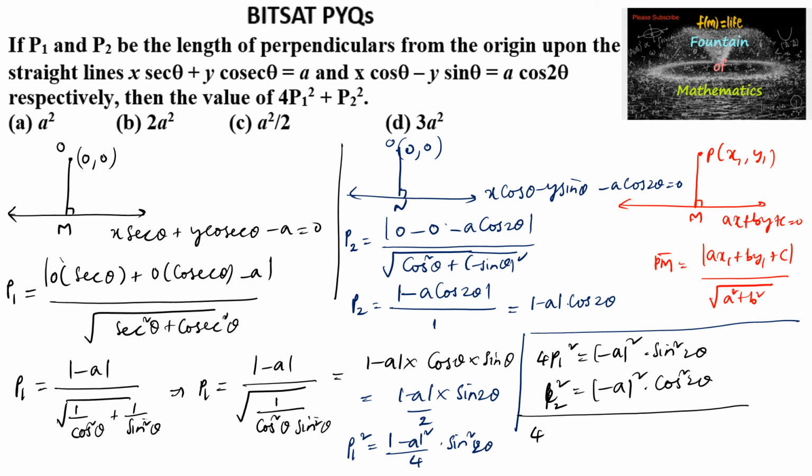Adding both, you will get 4 times P1 square plus P2 square is equal to mod of negative a whole square into (sine square 2 theta plus cos square 2 theta), which is 1. So since it is a square, mod a whole square, we can consider a square. So 4 times P1 square plus P2 square is equal to a square, which is our option A.